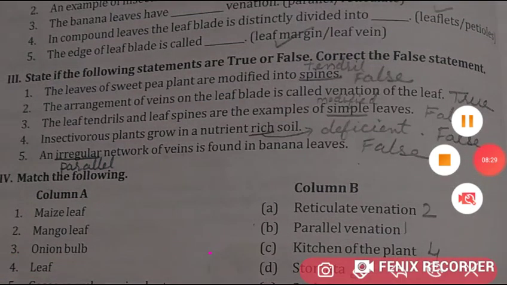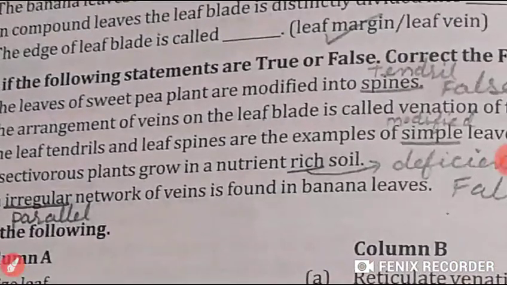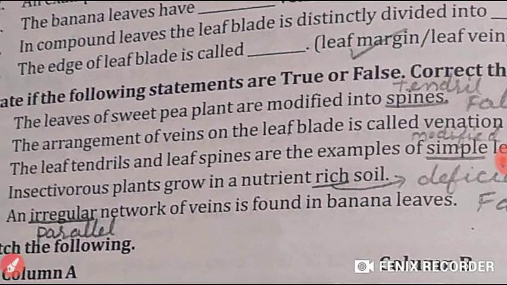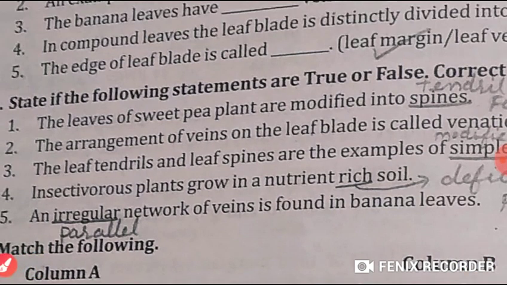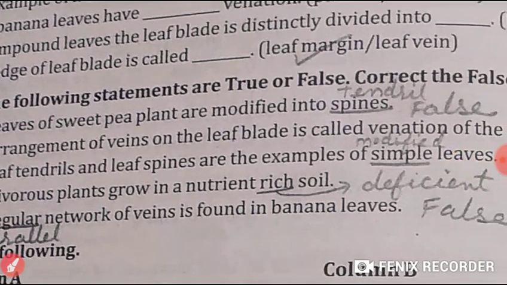The leaves of sweet pea plant are modified into spines. Students, this answer is false. What you have to do? You have to write this sentence again. The leaves of sweet pea plant are modified into. Now here students listen. Instead of this spines, you have to write tendril. T-E-N-D-R-I-L.